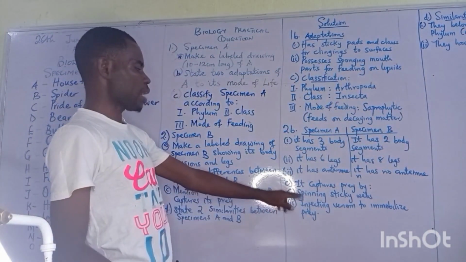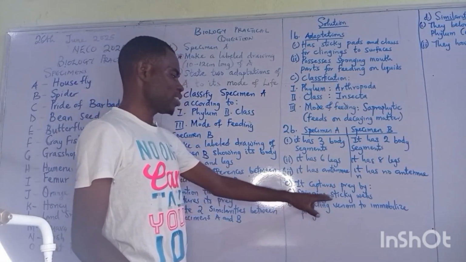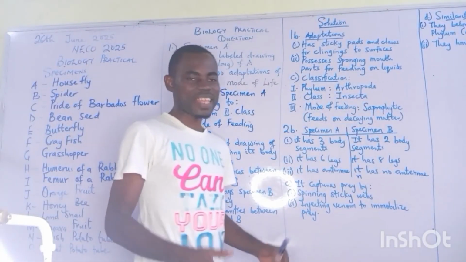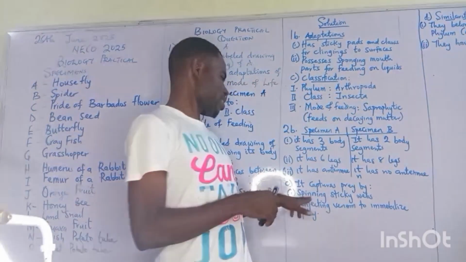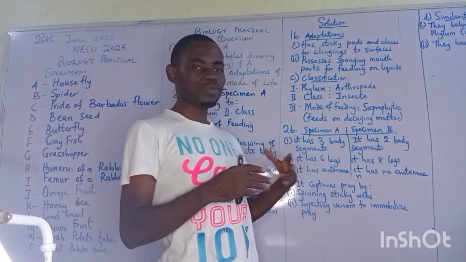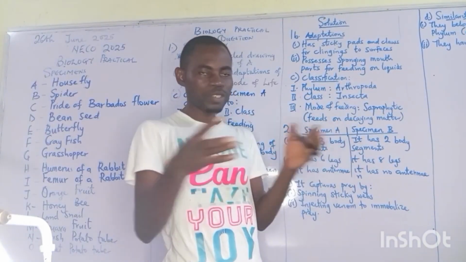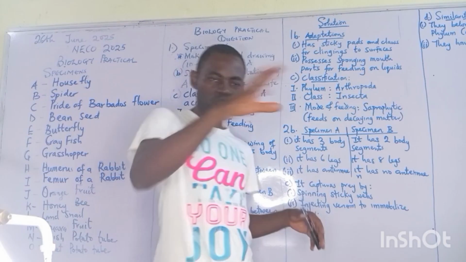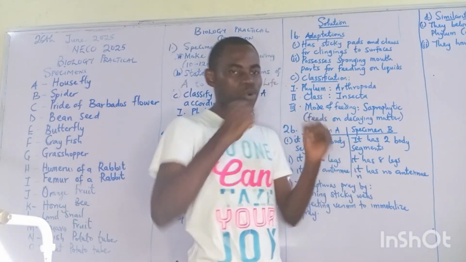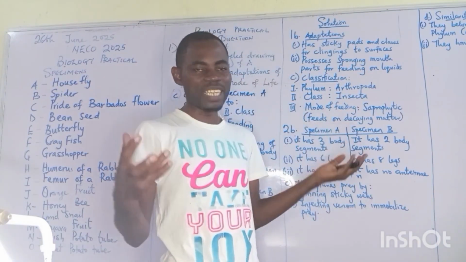I wrote that it captures prey by spinning sticky webs. Spider and webs. Once the prey finds the sticky webs, what happens? There will be convulsion to the prey. The prey can never go anywhere again. It will be on that web. The web will be holding the prey, and definitely what will be the next thing?